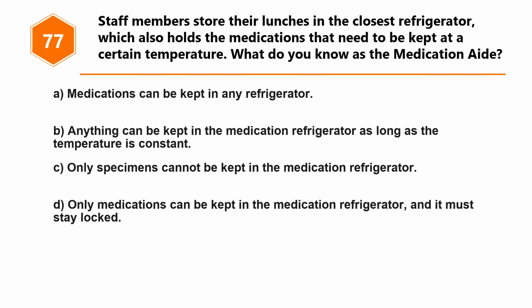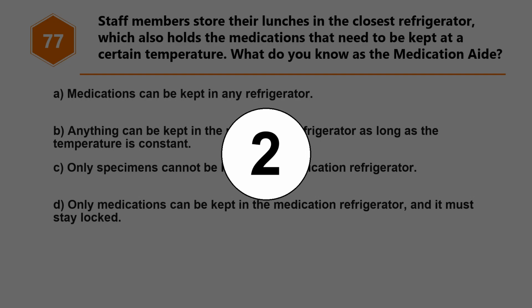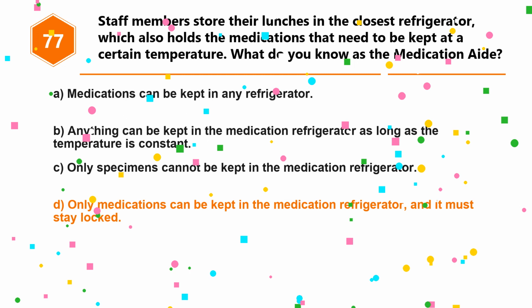Option A. Medications can be kept in any refrigerator. Option B. Anything can be kept in the medication refrigerator as long as the temperature is constant. Option C. Only specimens cannot be kept in the medication refrigerator. Option D. Only medications can be kept in the medication refrigerator, and it must stay locked. The correct answer is option D. Only medications can be kept in the medication refrigerator, and it must stay locked.